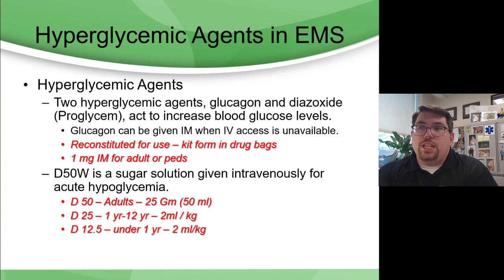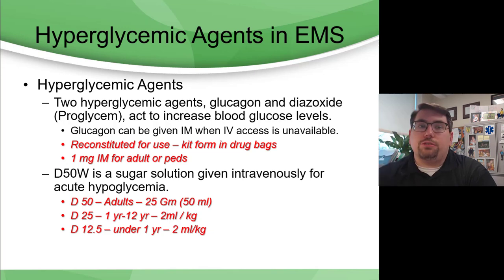With hyperglycemic agents in EMS, we've got to recognize that there's two predominant hyperglycemic agents, glucagon and diazoxide, which we really don't use anymore in the field. But either way, they both are going to help increase blood glucose levels. The biggest one that you're going to see used is glucagon. This is given IM when we're unable to establish IV access. It is a preferred route in comparison to establishing an IO to give dextrose. We do have to reconstitute it. So it comes in a component, we have to mix it, and from there we can end up drawing up 1 milligram to administer IM to that individual, both adult and pediatrics.